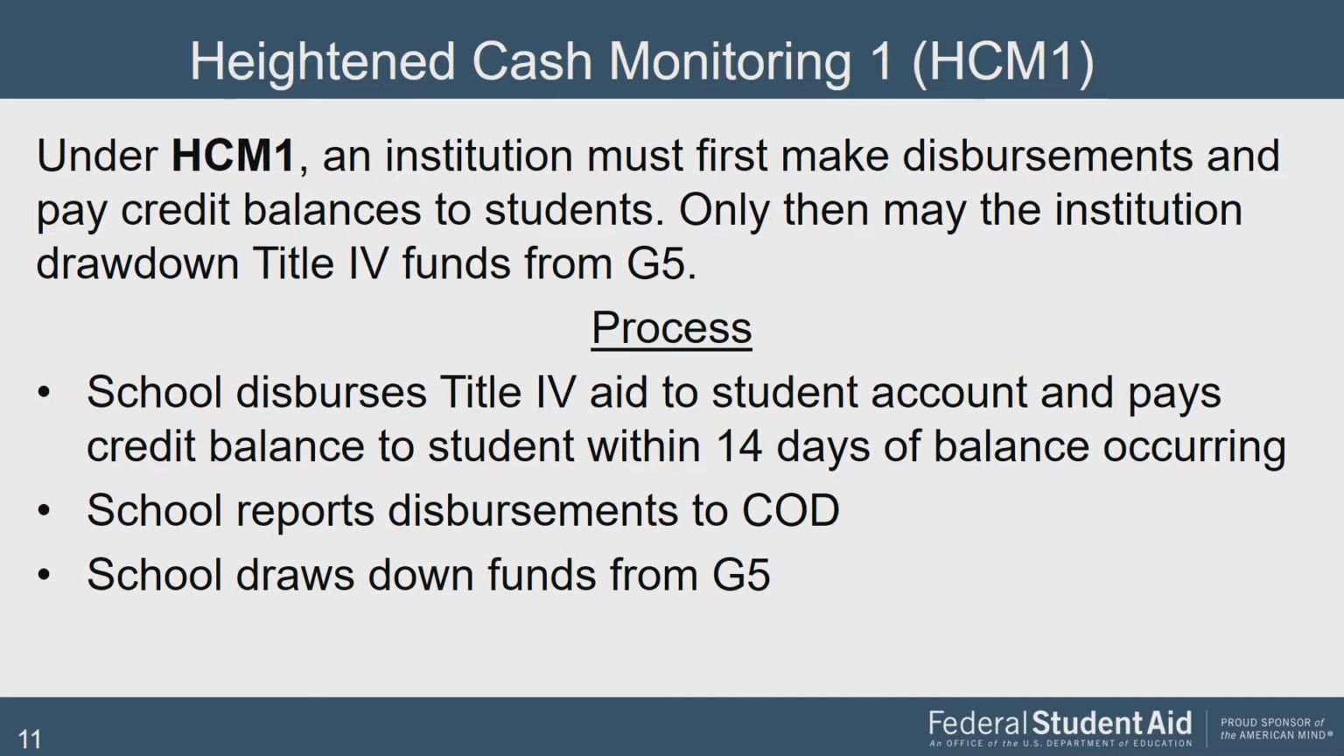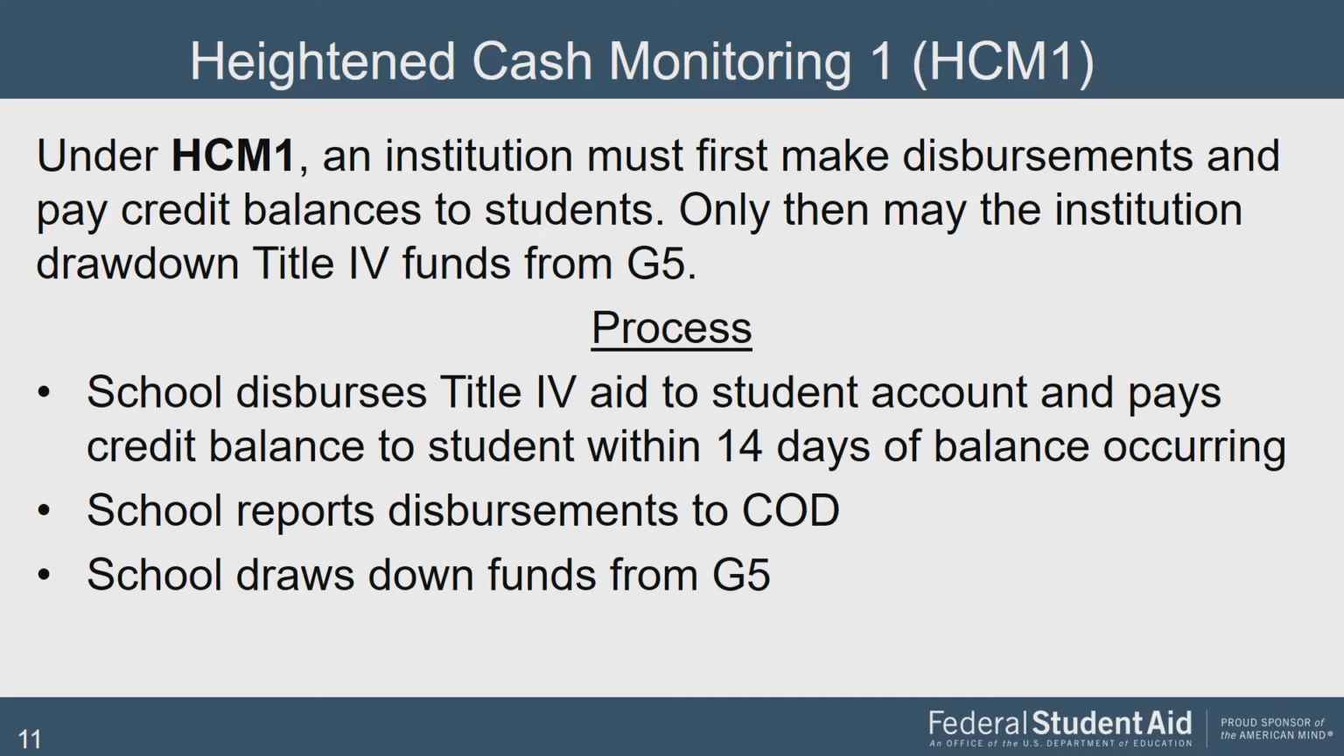So if you're disbursing to the student's account, remember, you haven't drawn down the money yet. But if you disburse and a credit balance occurs, you are still required to make that credit balance payment to the student within 14 days, even if you have not drawn down the money yet. You are still reporting disbursements in COD. That's like your back-end check. And then last but not least, you're drawing down the money from the G5 system.